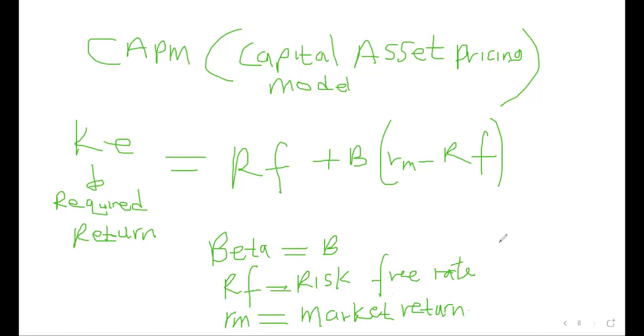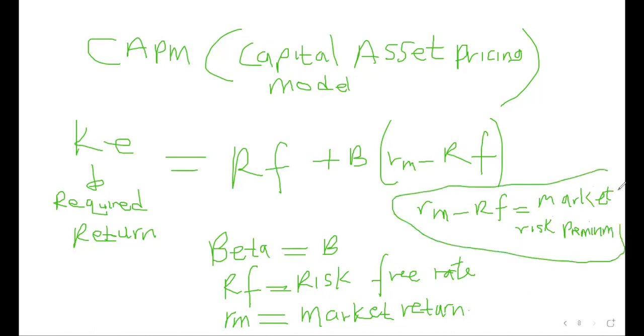Now the difference between RM minus RF is called the market risk premium. Meaning they would have already subtracted whatever they need to subtract. So this is on CAPM, finding the required return using the capital asset pricing model.